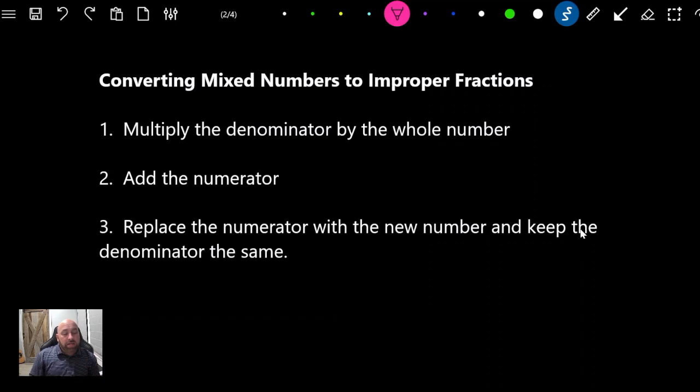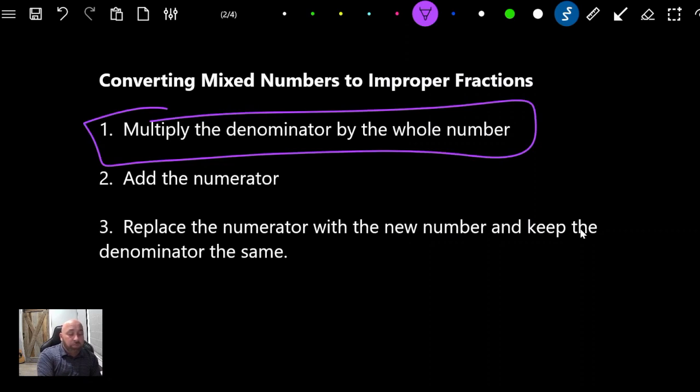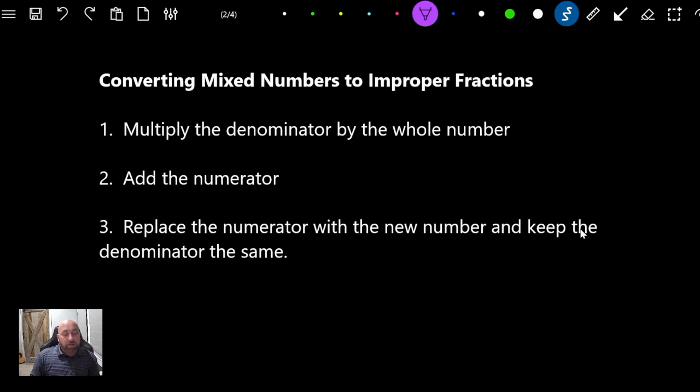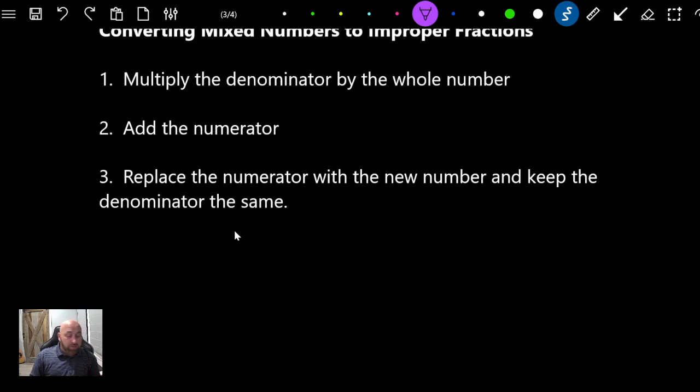All right, let's go ahead and convert some mixed numbers to improper fractions. This is actually fairly easy. You just have to know this process. So number 1, we're going to multiply the denominator by the whole number. Number 2, we're going to add the numerator. And then number 3, we're going to replace the numerator with the new number and keep the denominator the same. Sounds complicated. It's not. All right, so watch this.